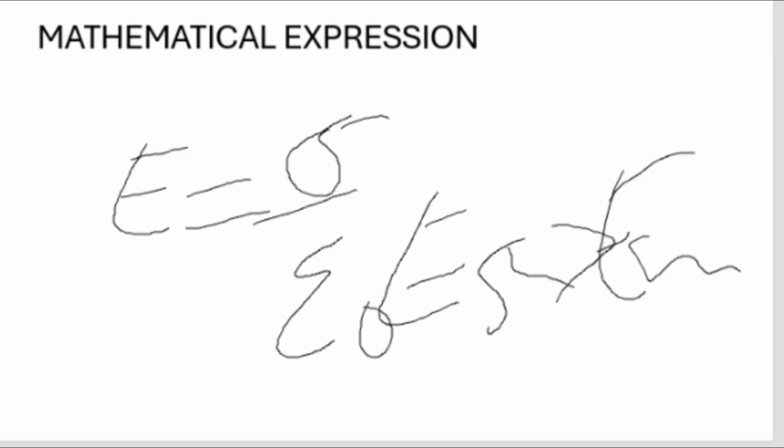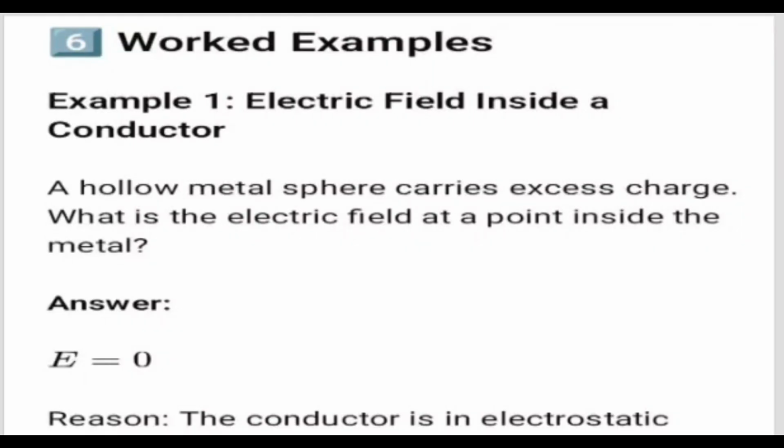So that's the mathematical expression of the electric field in terms of the conductor. E is the electric field, sigma is the surface charge density, and epsilon naught is the permittivity of free space. Here are a few worked examples you can look at. This subtopic is all about concepts, not a lot of calculations. The only calculation we'll be finding is that the electric field inside is 0. So check out the examples.